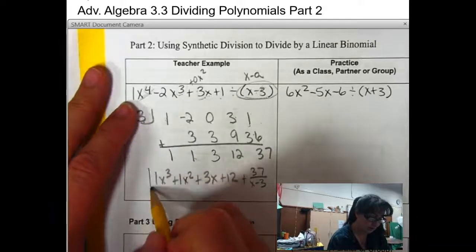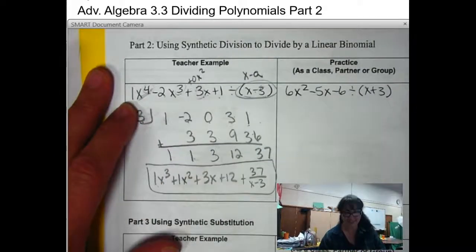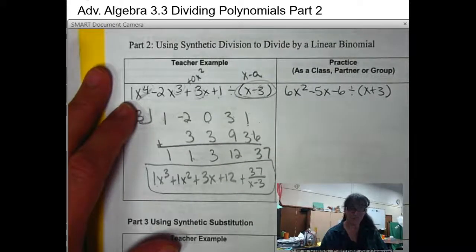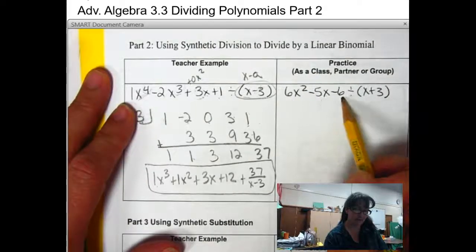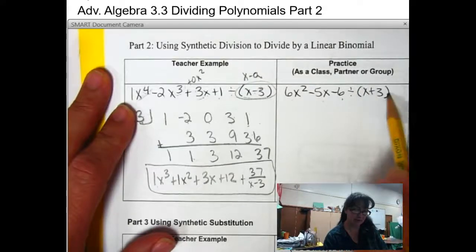Okay? So you took what was a really complicated problem and you made it much, much simpler. So good job. Okay? So if you're ready, you can go ahead and find, for the second one, 6x squared minus 5x minus 6 divided by x plus 3.